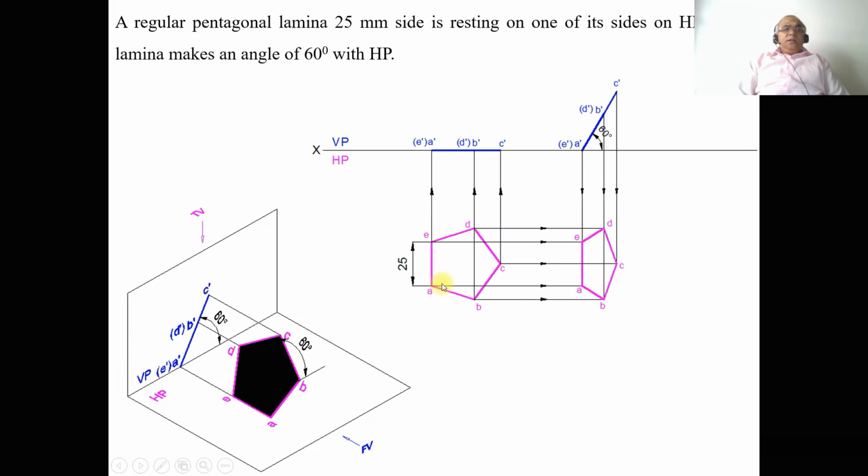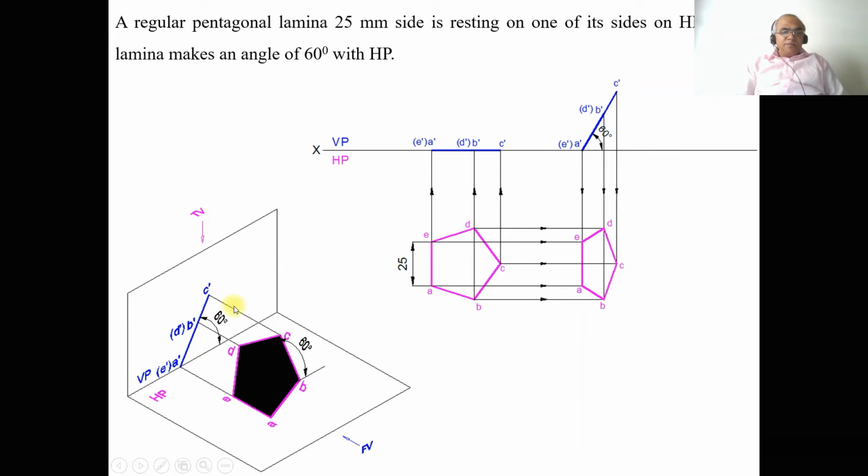Now, it is resting on one of its sides on HP. So the side which is resting on HP is the side which is perpendicular to VP. We can see that AE is the side resting on HP, such that the surface makes an angle of 60 degrees with HP. When you are rotating this 60 degrees with respect to HP, what happens in the front view? In the front view, the surface of the lamina is still perpendicular to VP. That is the reason why you are getting a line in the front view, at 60 degrees to HP.